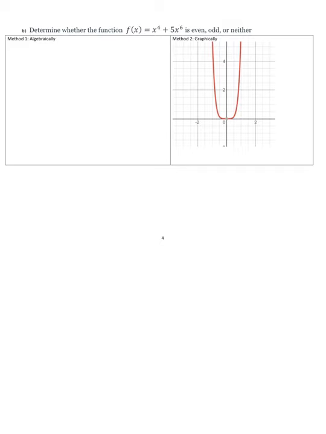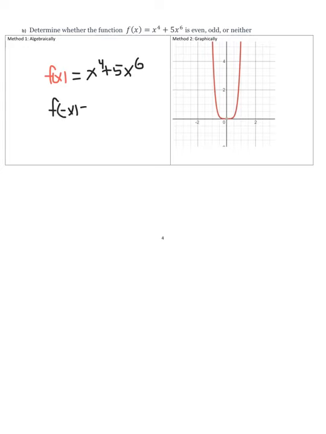Let's look at another example. Here we are given a function. We are going to check whether it's even, odd, or neither. So I'm going to start with f of x, which is equal to x to the power 4 plus 5x to the power 6. And I'm going to plug in negative x.